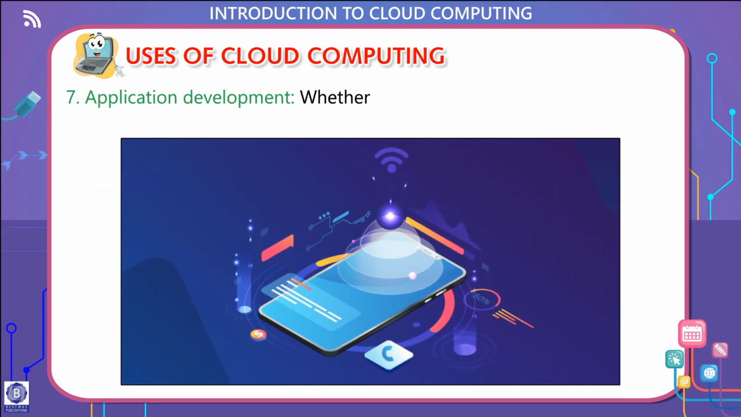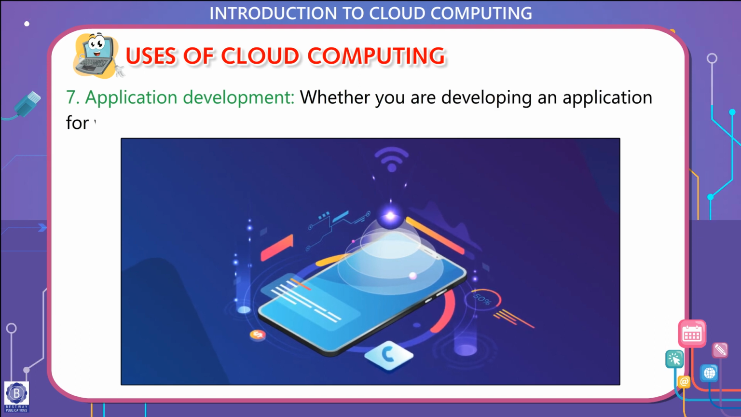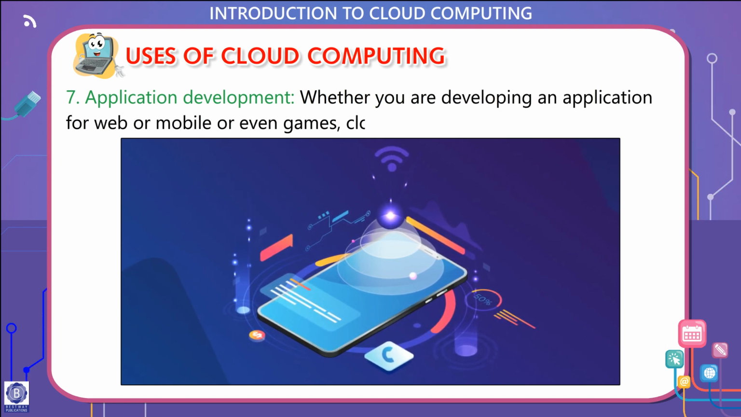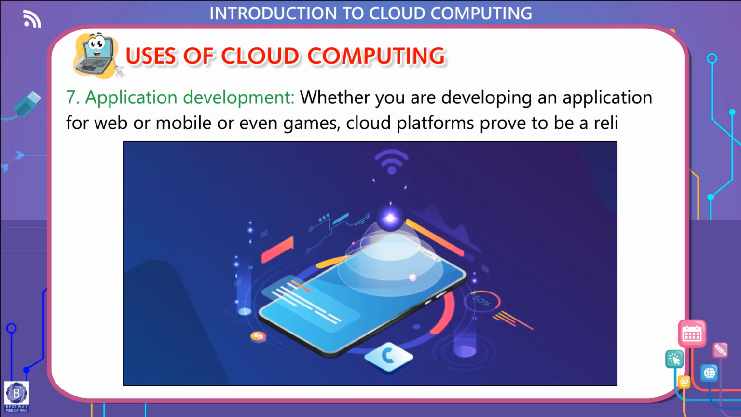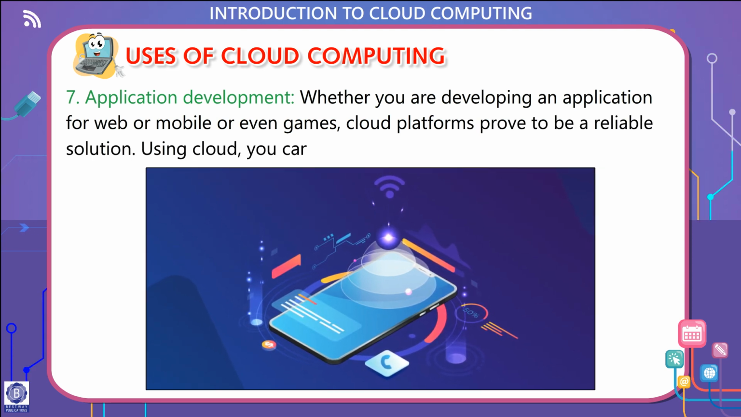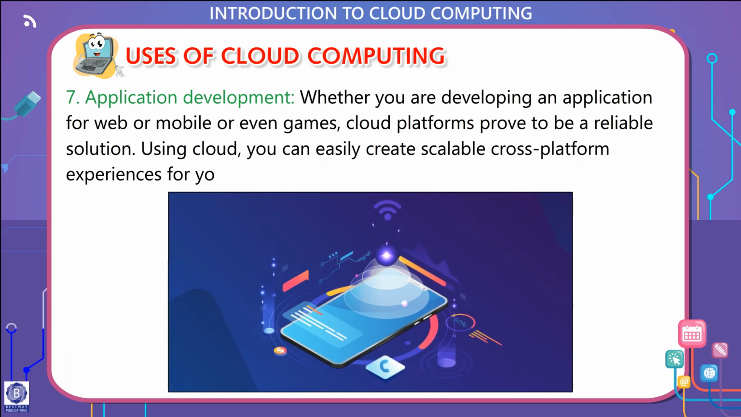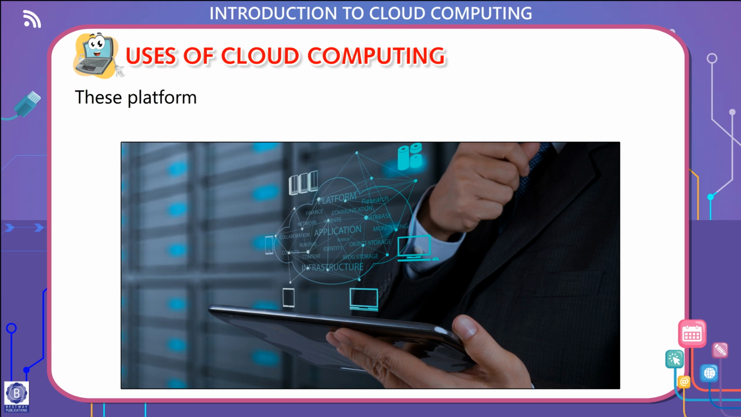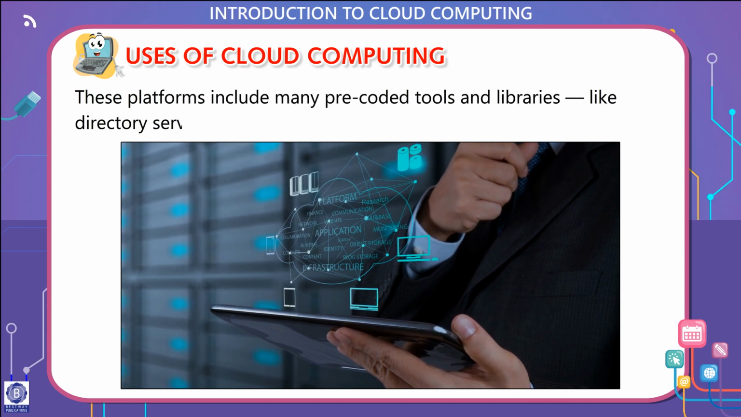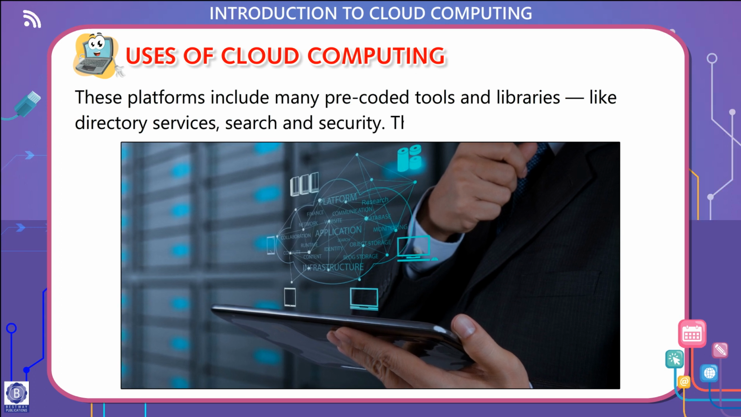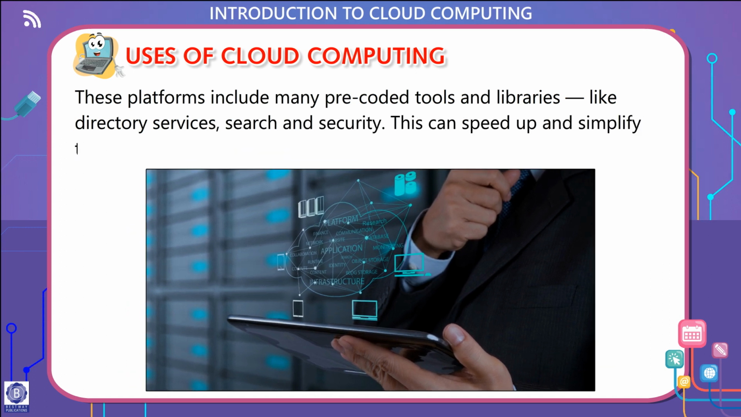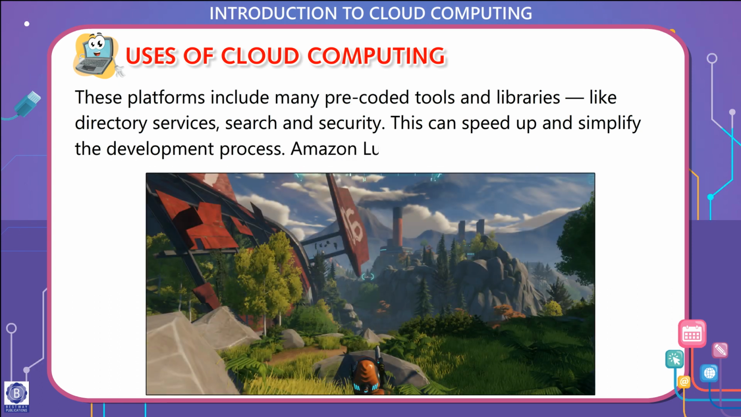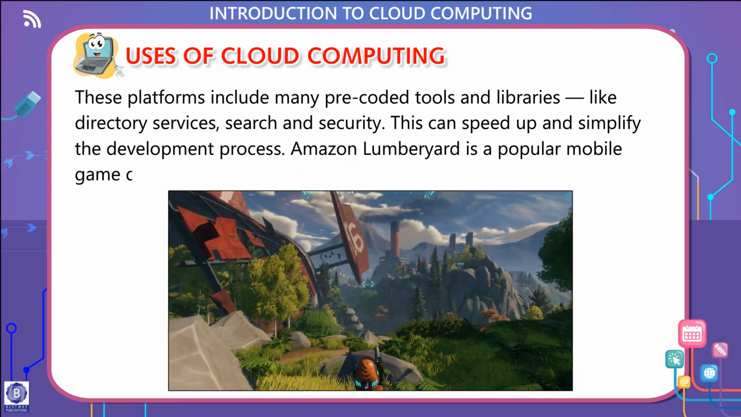Application deployment. Whether you are developing an application for web or mobile or even game, cloud platforms prove to be a reliable solution. Using cloud, you can easily create scalable cross-platform experiences for your users. These platforms include many pre-coded tools and libraries like directory services, search, and security. This can speed up and simplify the development process. Amazon Lumberyard is a popular mobile game development tool used in the cloud.